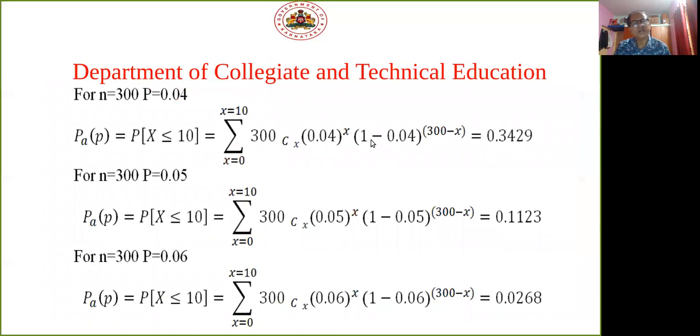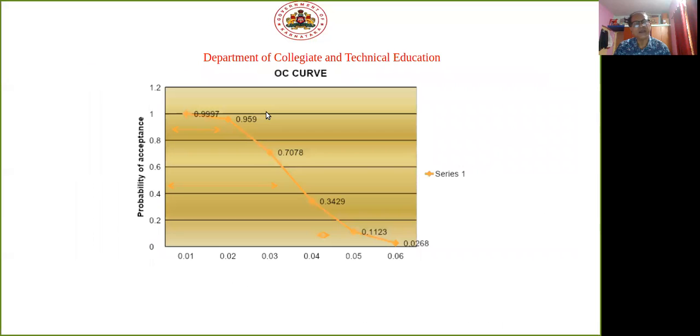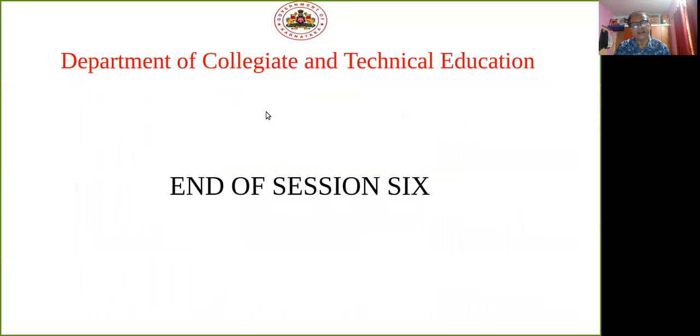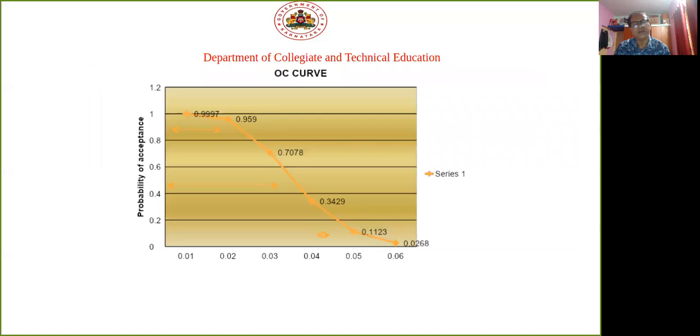Now I have varied the value, that is p equals 0.04. For p equals 0.04, I got the value 0.3429, and similarly for p equals 0.05, we got the value 0.1123, and p equals 0.06, we got the value 0.0268.